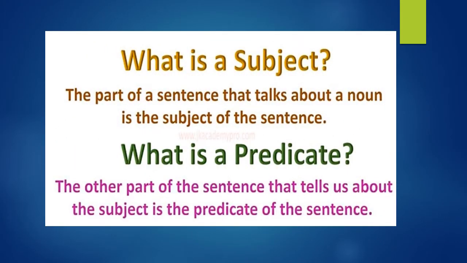The part of a sentence that talks about a noun is the subject of the sentence. Okay, students? And what is a predicate? The other part of the sentence that tells us about the subject is the predicate of the sentence. So, understood the meaning of subject and predicate? Now, let's move.